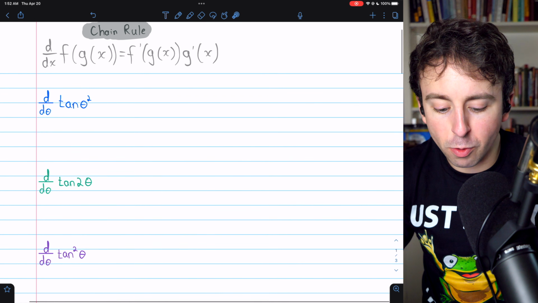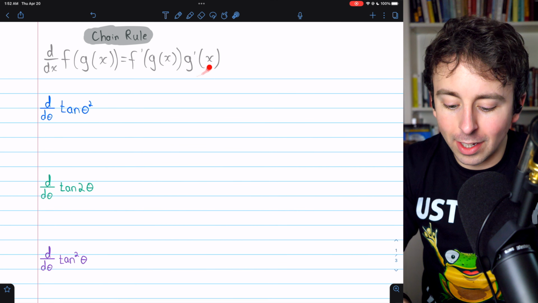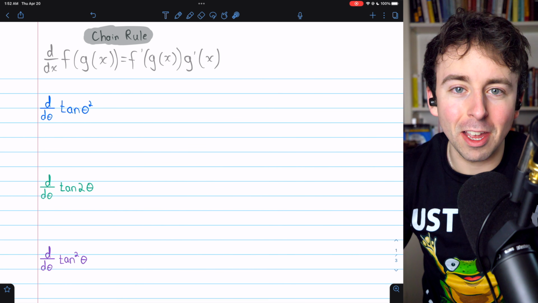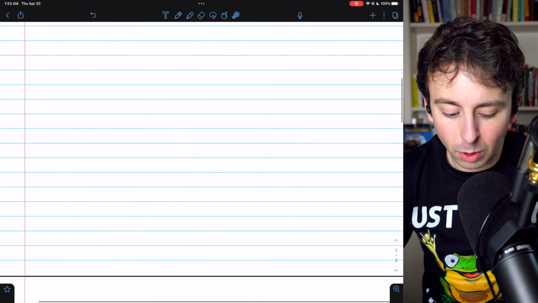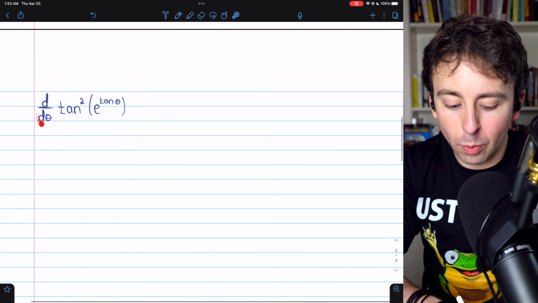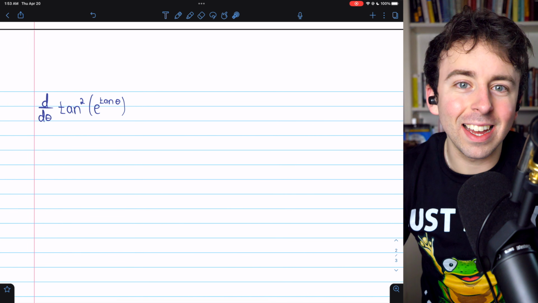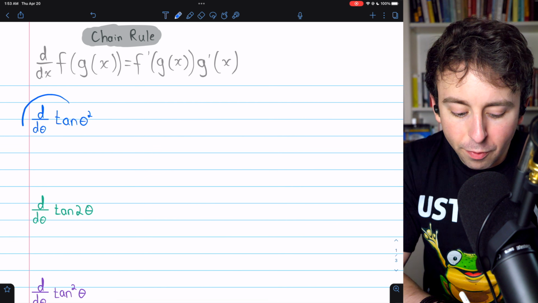If you need a refresher on the chain rule, well, here it is, and hopefully this, along with the examples, will help. At the end of the lesson, we'll also do a bonus example with this function, which is a little bit uglier. Let's begin with the first problem.